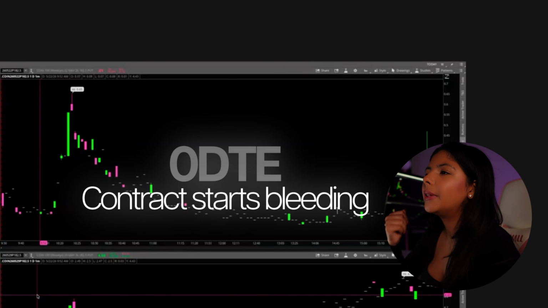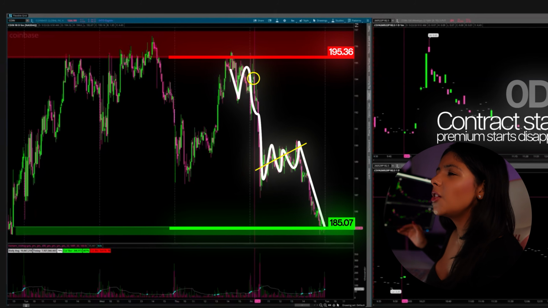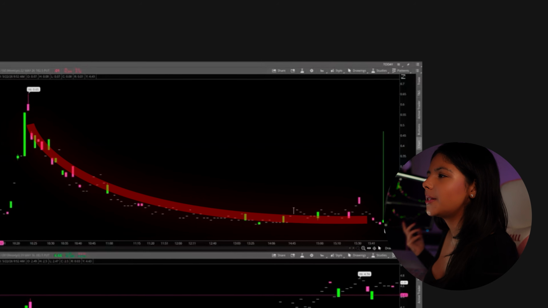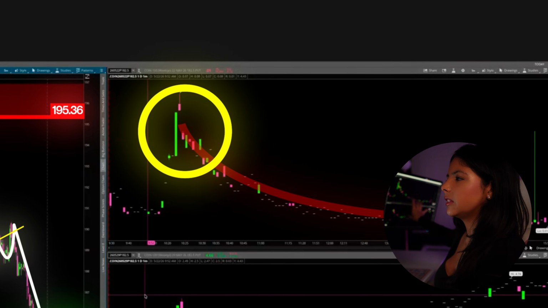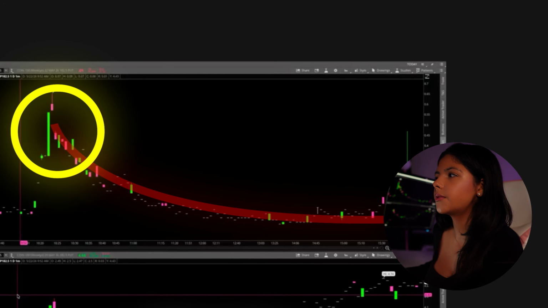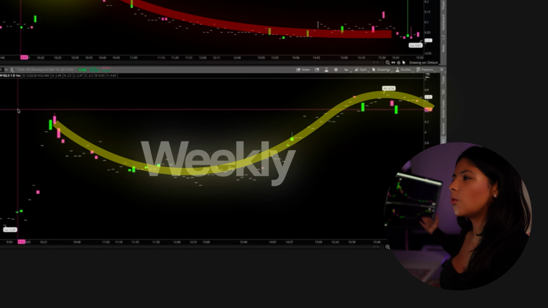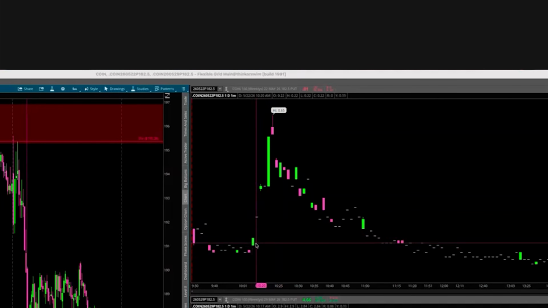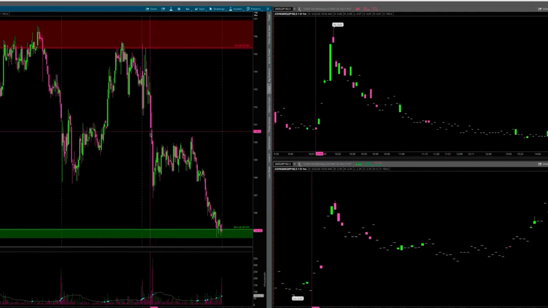The contract starts bleeding. The premium starts disappearing. Even if the stock is still following your broader plan, the option can still lose value because time is passing. That's why the 0DTE chart looks like it had a big move early on in the day, and then it just faded out, and eventually it died worthless into the close. Meanwhile, the weekly contract still held value because it has more time left. So the 0DTE trader basically had 4 or 5 minutes of time that they could have profited. Any other time besides that, and they are losing money.